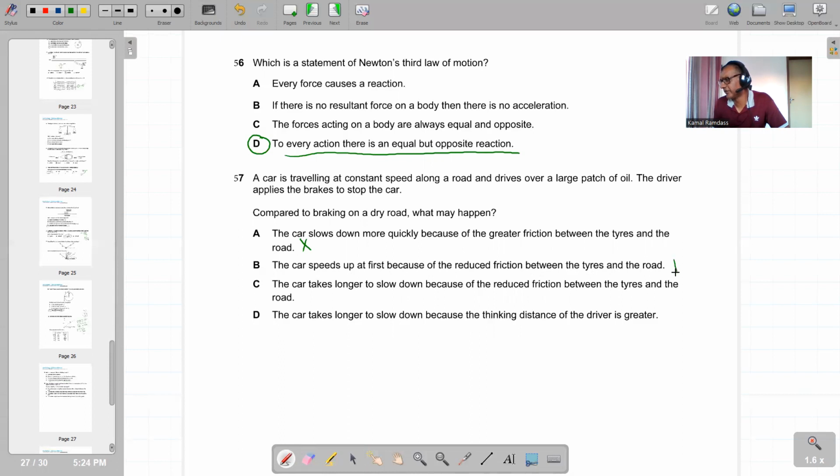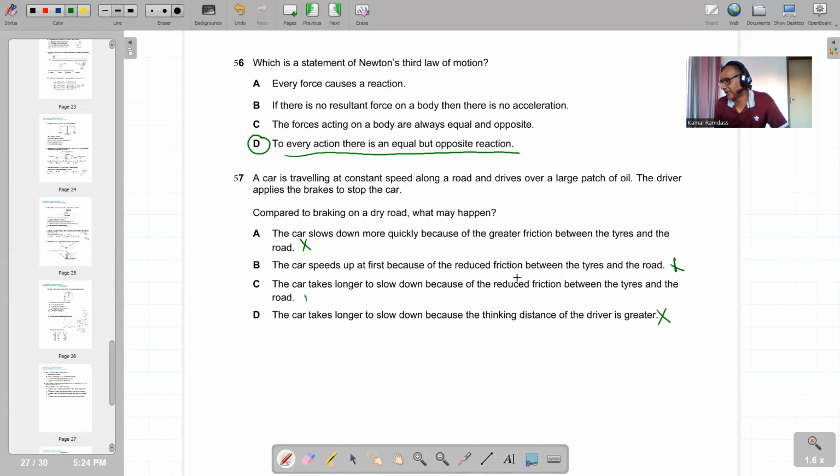Look at that. The car takes longer to slow down because of the reduced friction between the tires and the road. Look at this also. The car takes longer to slow down because the sinking distance of the driver is greater. No, the sinking distance stays the same.